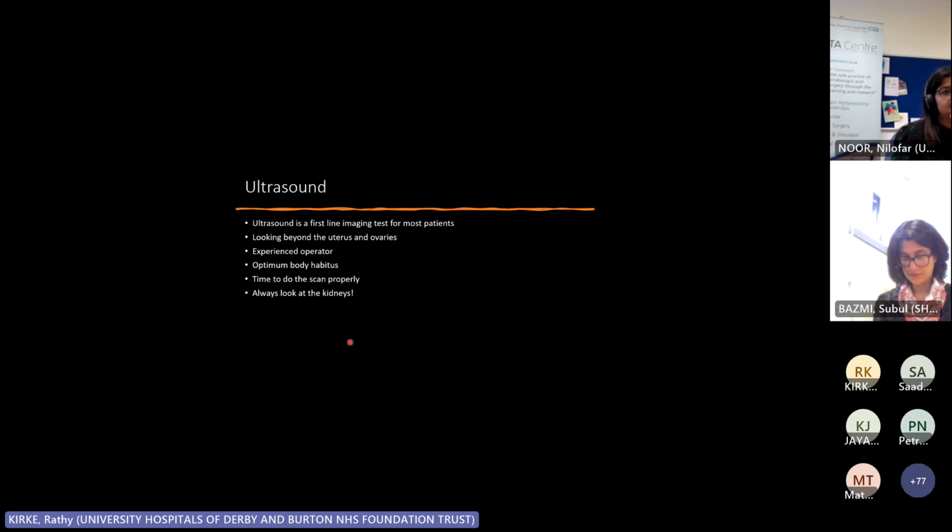We need time. In our pressured NHS lists, where we've got 15 to 20 minute, sometimes just 15-minute appointments to do ultrasounds, it's just not possible to take that time, get the patient nice and relaxed and scan through the pelvis. You need at least half an hour to do these scans properly. And if the patient's never had their kidneys looked at before, it's always worth putting a probe on and making sure the kidneys are not hydronephrotic.